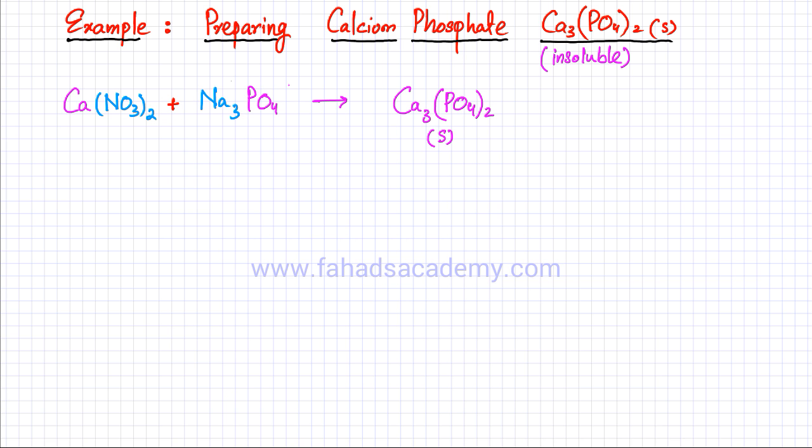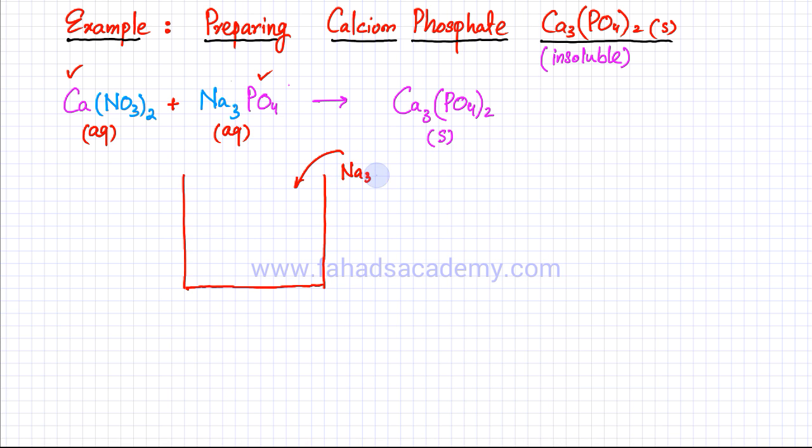Now, calcium phosphate will be produced when you mix two soluble substances, so both of them would be in solution form. One contains calcium ions and the other should contain phosphate ions. Now I'm going to take a beaker. So I'm going to draw a beaker. And I'm going to mix sodium phosphate, Na3PO4, in aqueous solution form in this beaker, and stir it with the calcium nitrate.